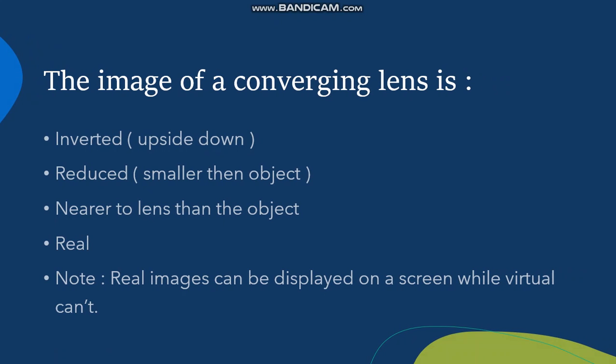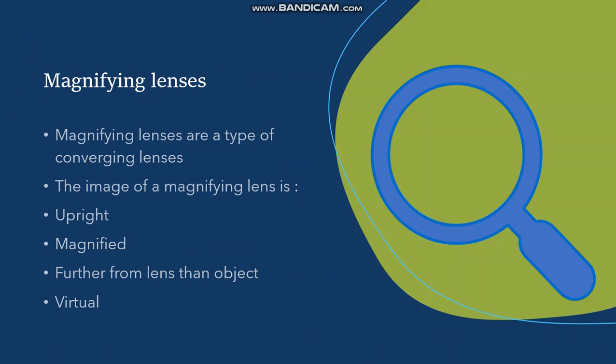The image of the converging lens is always inverted, which is upside down, reduced, smaller than the object, nearer to the lens than the object, and real. And here's a note: real images can be displayed on a screen, while virtual images actually can't, like the mirror ones.